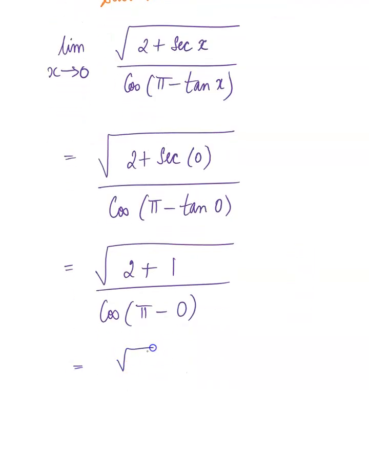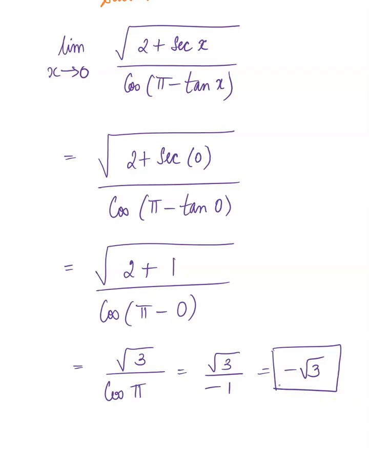On the top, I have root 3, right? 2 plus 1 is 3, over cosine pi, because pi minus 0 is pi. Cosine pi is negative 1. So I have root 3 over negative 1, which is negative root 3. So by direct substitution, we were able to find this value for this expression.